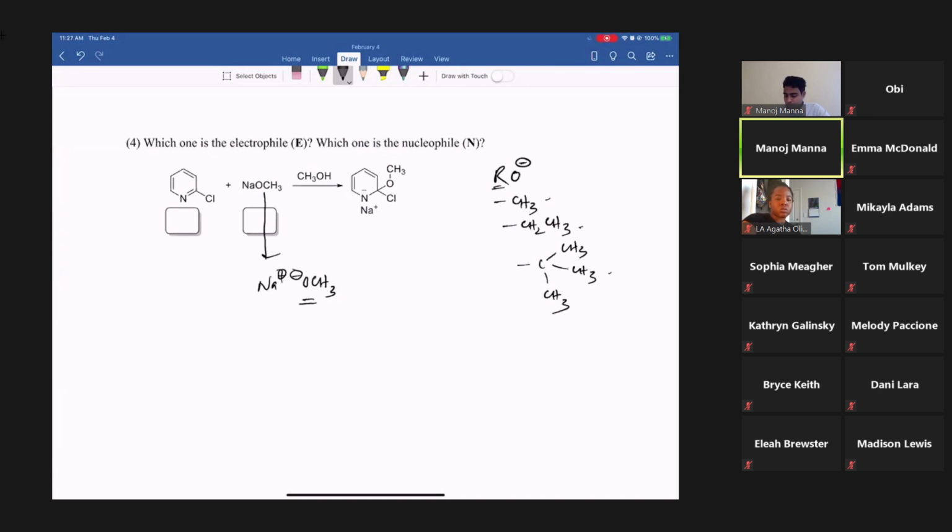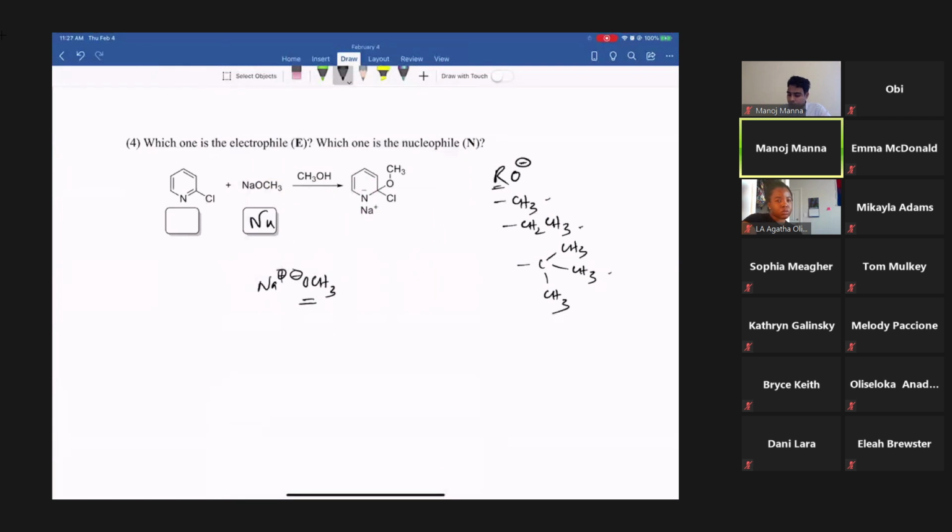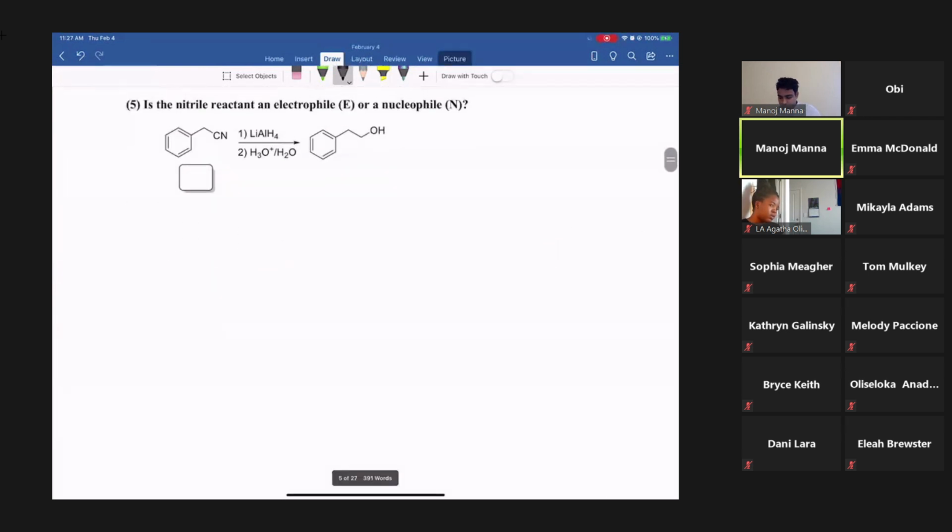anybody? A nucleophile. Okay, so this will act as a nucleophile, because we know now that sodium methoxide is Na plus and OCH3 minus, so OCH3 minus acts as a nucleophile. And here this will be the electrophile, because chlorine is electronegative and carbon is less electronegative. That's why. Okay, all right, this one.